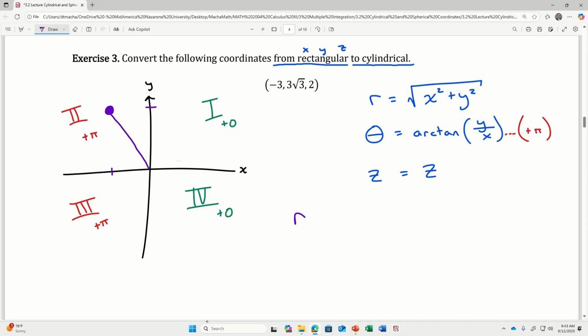And so to find r, we take the square root of negative 3 squared plus 3 square root 3 squared, plus 2, nope, not plus 2 squared, right? It's just x squared plus y squared. And then this is 6.